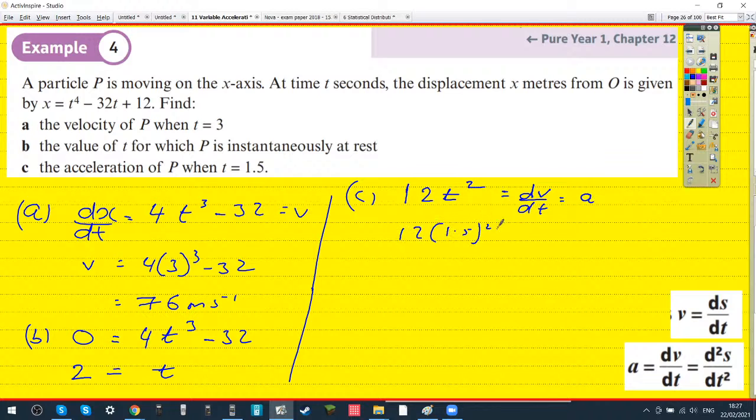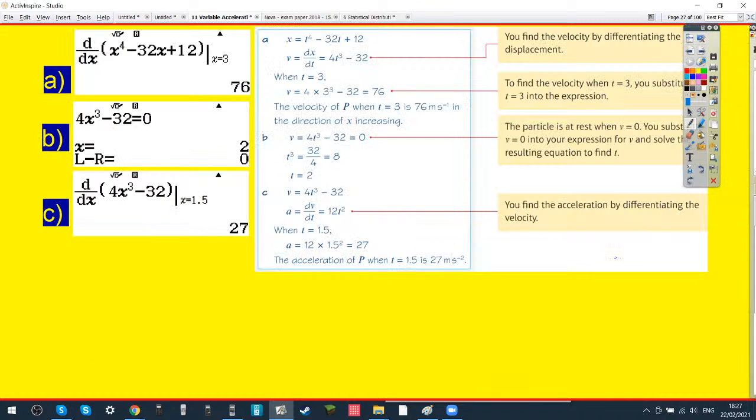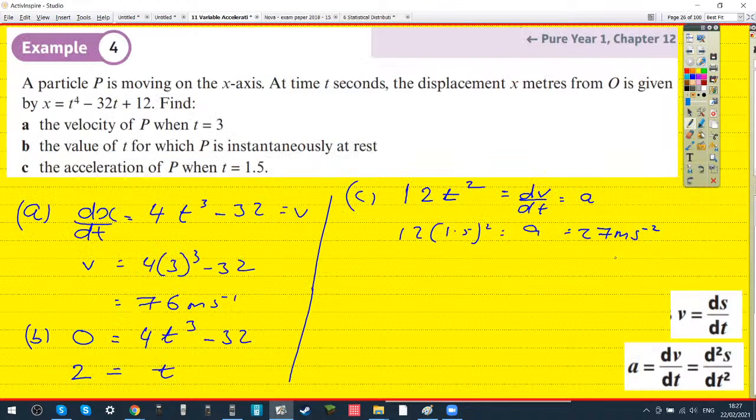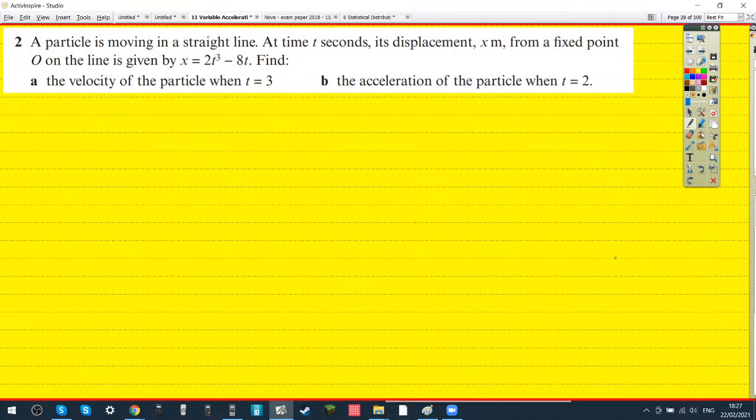And I got 27. That's 27 meters per second. That seems very fast. Let me check this. 4, 12 t squared. 27. There you go. Great. All right. Let's see this one.